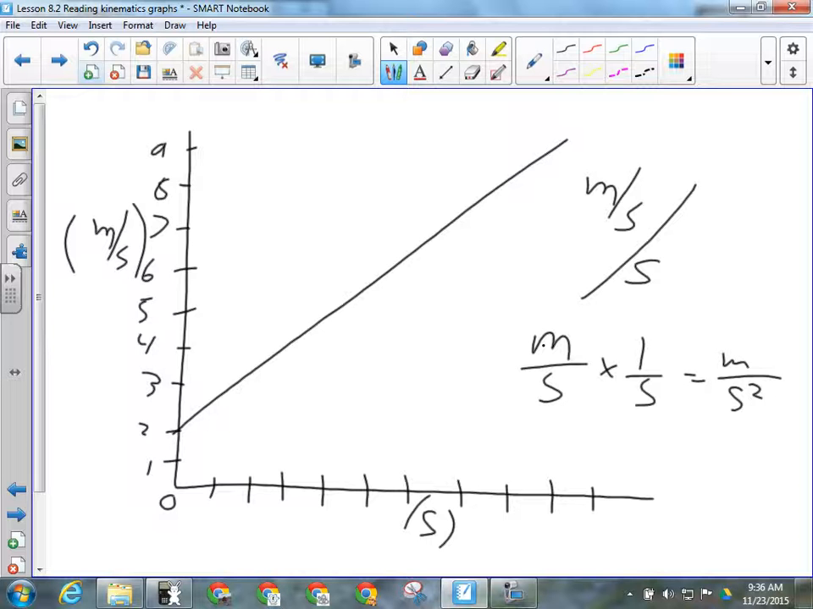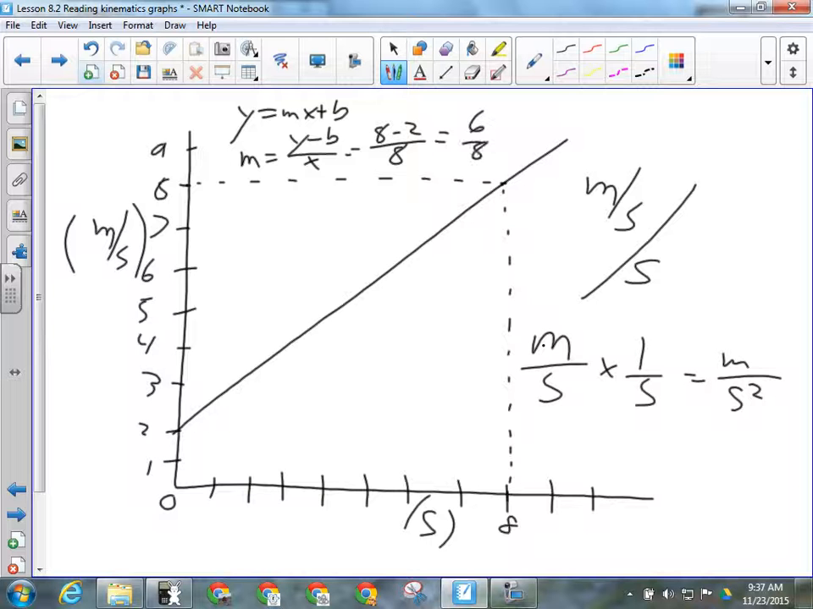If I'm finding, let's say, the slope of this line, I'm going to use those points there, and that's 8, I think, so that's perfect. All right, so I'm going to find the slope of this line. I'm going to use y equals mx plus b, and I'm going to solve for m. So m is going to be y minus b over x. So that's going to be 8 minus 2 over 8. So we'll have 6 over 8. So that's 3/4, so 0.75.